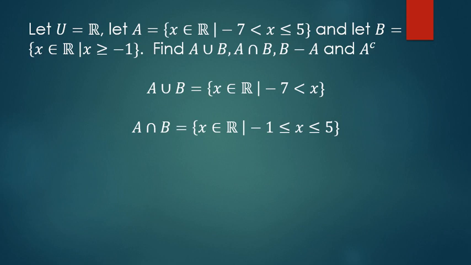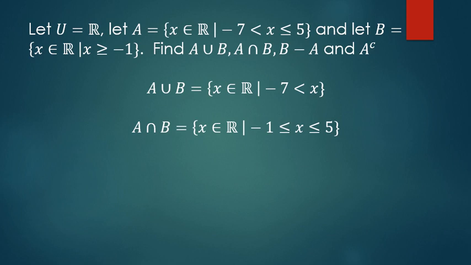We have the set difference, B minus A. These are all the elements in B which are not in capital A. So looking at B, it's everything from -1 up. And A is everything between -7 and +5 and including 5.